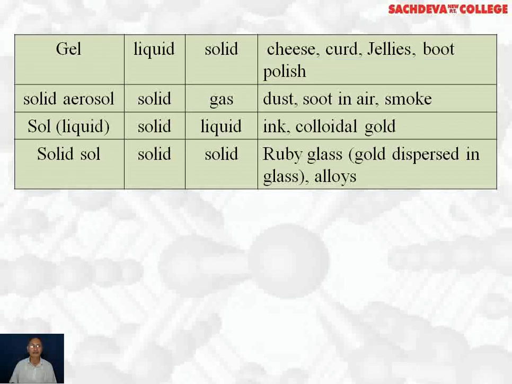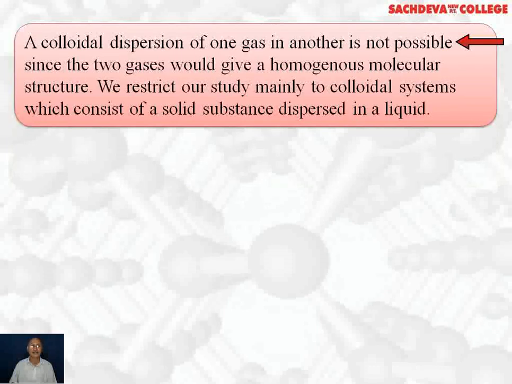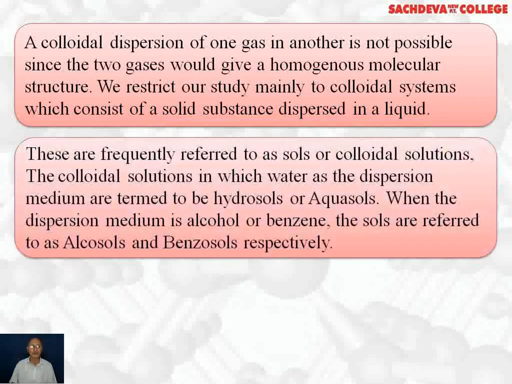Sol. In sol, solid is dispersed in liquid. Examples are ink, colloidal gold. Solid sols, solids are dispersed in solid. Examples are ruby glass, that is gold dispersed in glass, alloys, and colored gemstones. A colloidal solution or colloidal dispersion of one gas into another is not possible, since the two gases would give a homogeneous molecular structure. We restrict our study mainly to the colloidal system which consists of a solid substance dispersed in liquid, and it is called sol. These are frequently referred to as sols or colloidal solutions.